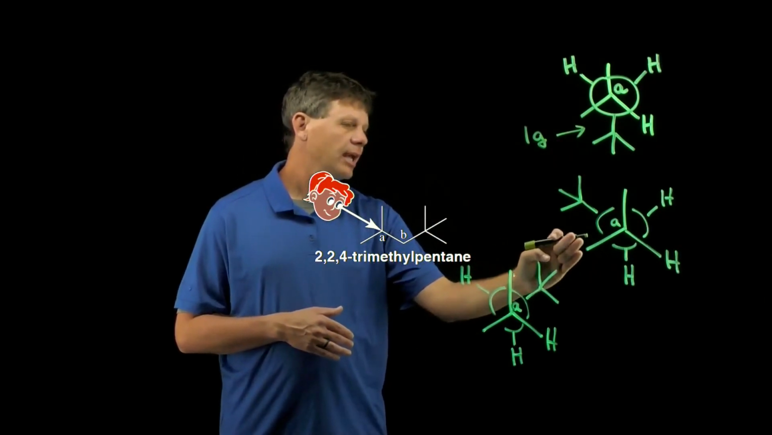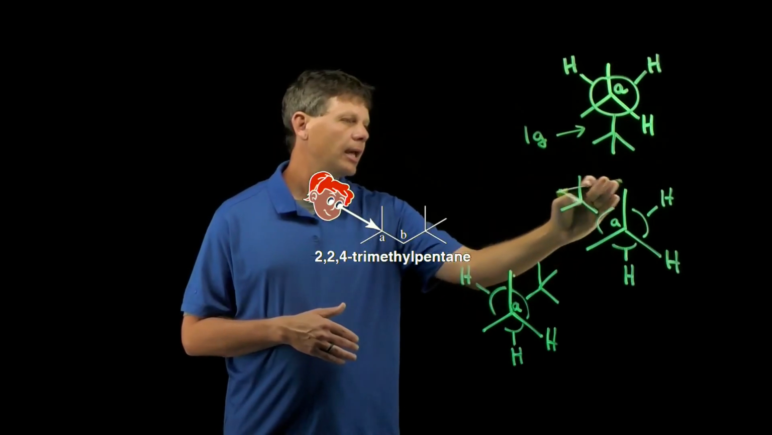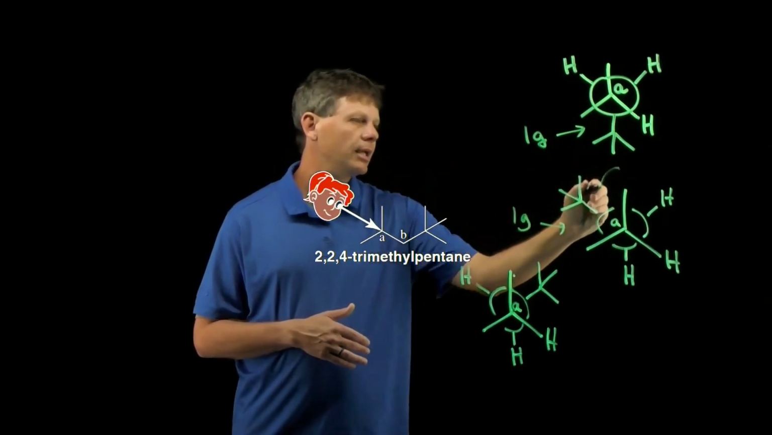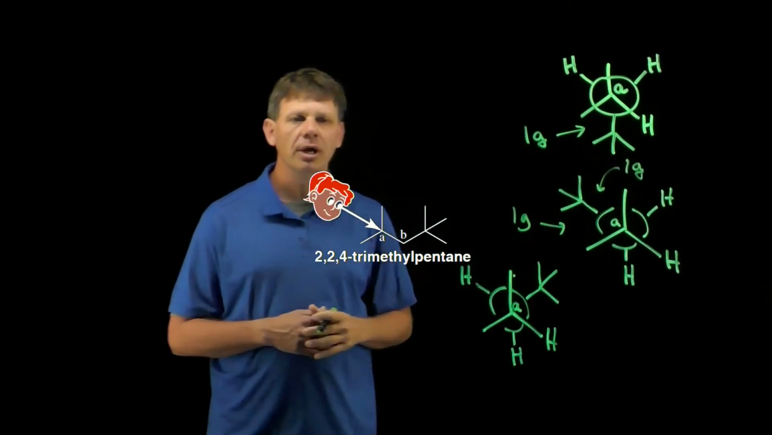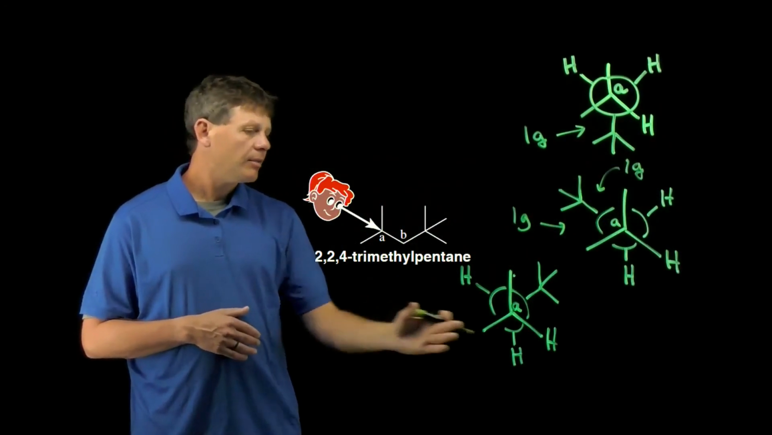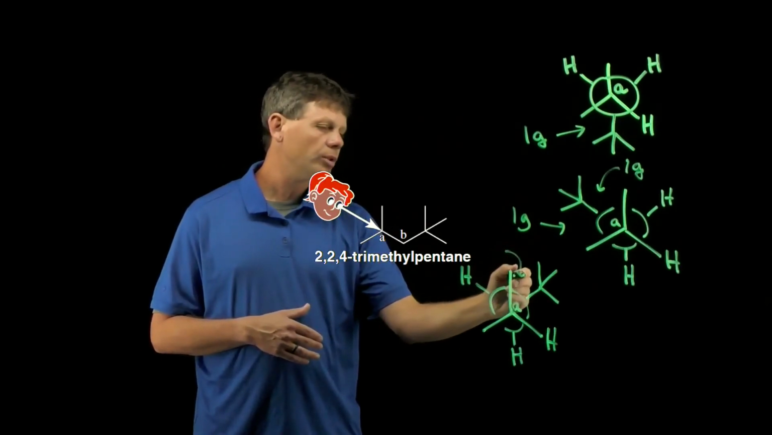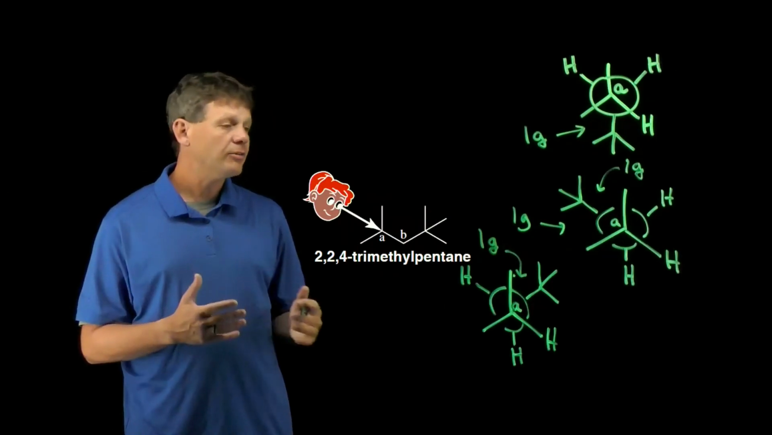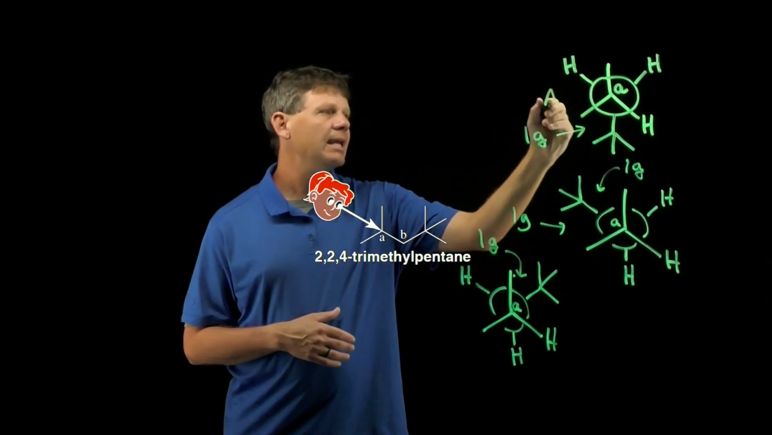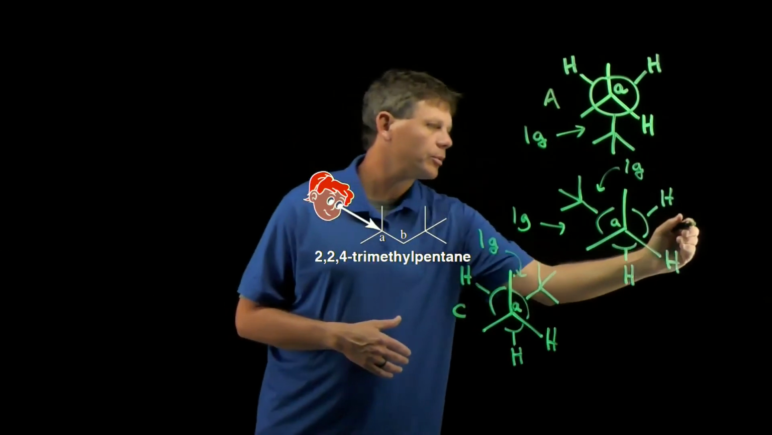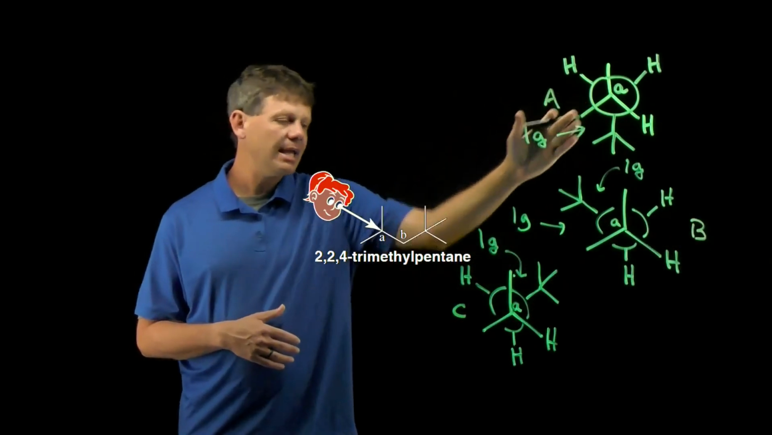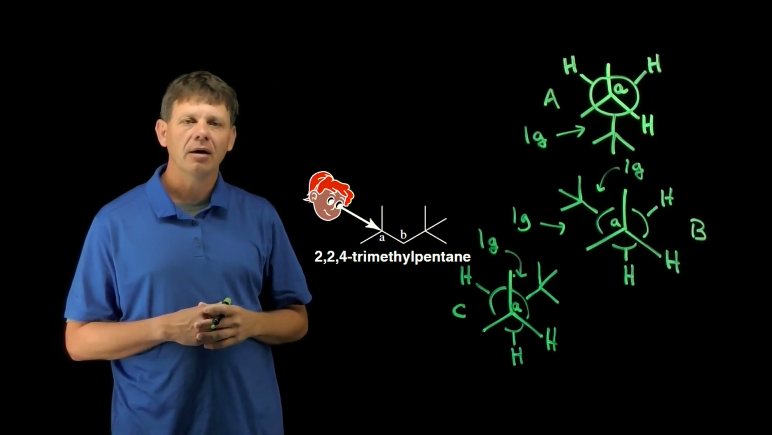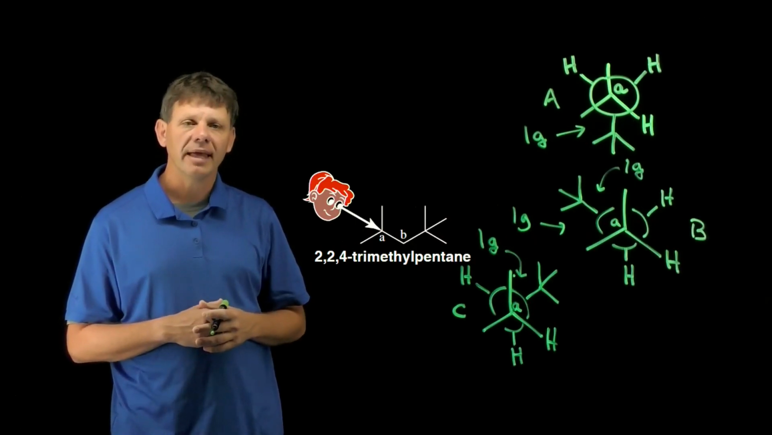This Newman projection has a gauche interaction here and a gauche interaction here. So we have a total of two gauche interactions in this Newman projection. Gauche interactions are unstable. This Newman projection here has only one gauche interaction. And so Newman projection A and C, we'll call this one B, Newman projections A and C represent the most stable conformation of this molecule looking down the AB bond.